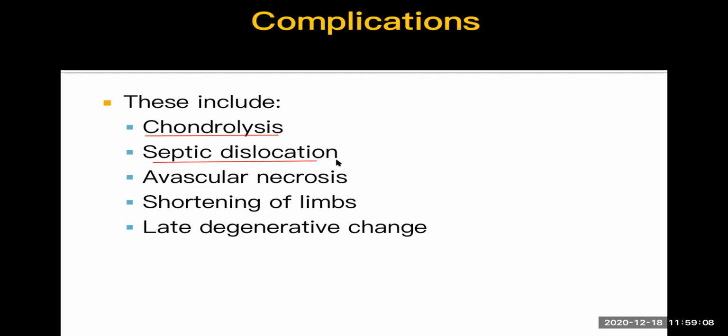Septic dislocation of the joint. Because of the infection, there is severe damage of the joint and it can be dislocated. Avascular necrosis can occur, especially in the hip joint. Avascular necrosis of the femoral head. Shortening or lengthening of the limbs both can occur, but shortening is more common than lengthening. And again, it is because of destruction of the cartilage there. This is the epiphyseal plate of cartilage.